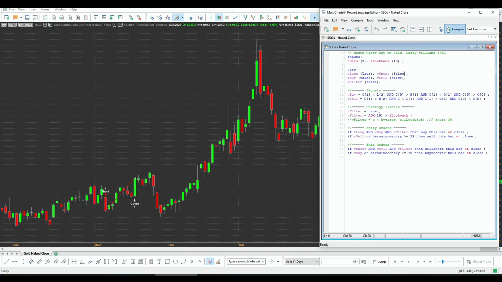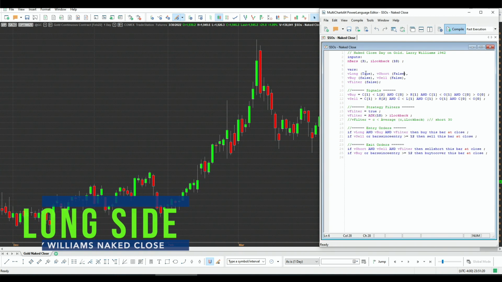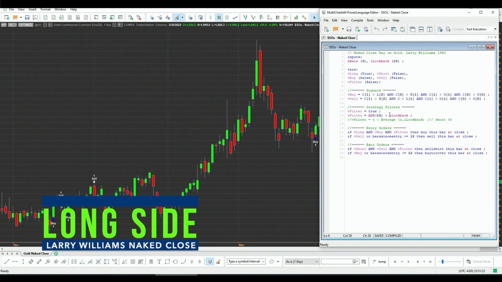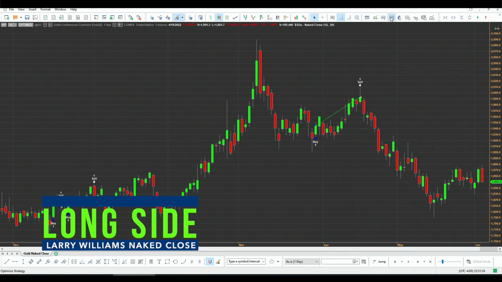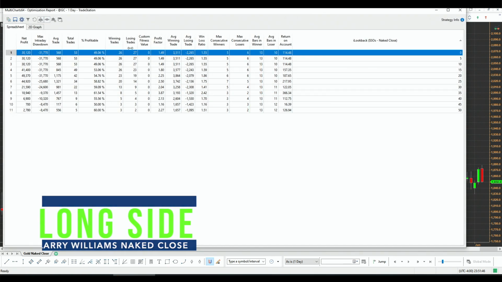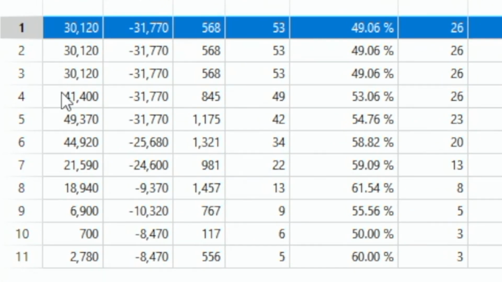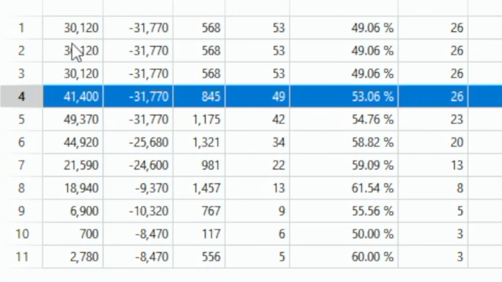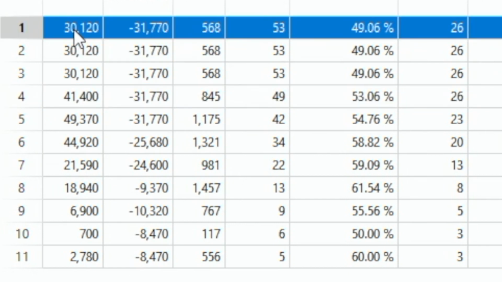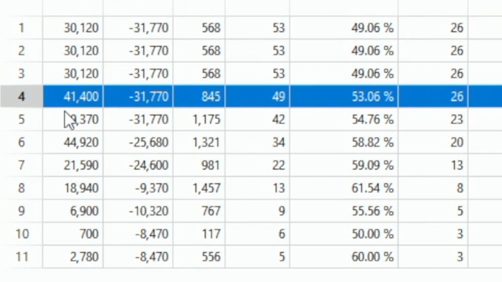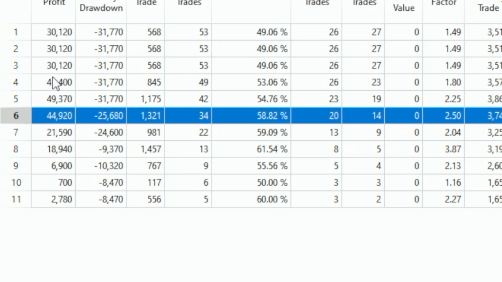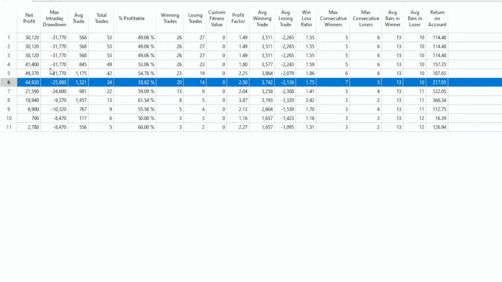Okay, now we will do the long side. So the long side is true, short is false, and we are using the ADX, and let's optimize. So this is the ADX 11 to 50, and we can definitely see an enhancement here. So 0 is the original strategy with 31,000 drawdown, but look at this, 4, 5, 6. We have 3 values with the same or lower drawdown, but much higher profits.